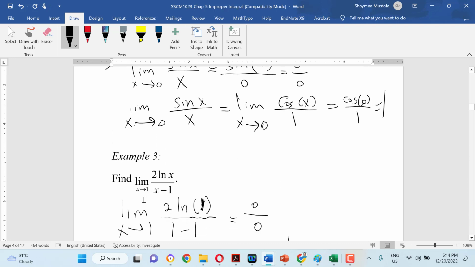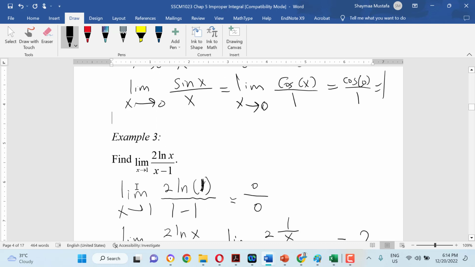Okay, for this example, I need to calculate the limit of 2 natural logarithm of x over x minus 1. First, I will directly substitute x by 1. So 2 ln 1 over 1 minus 1. The natural logarithm of 1, or ln 1, this value is equal to 0.